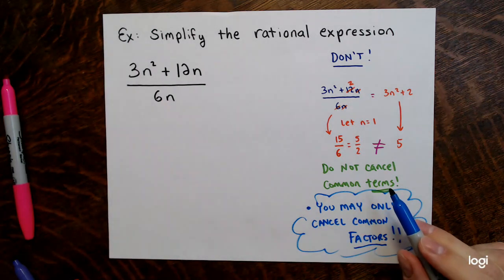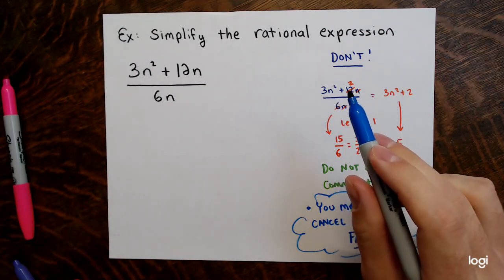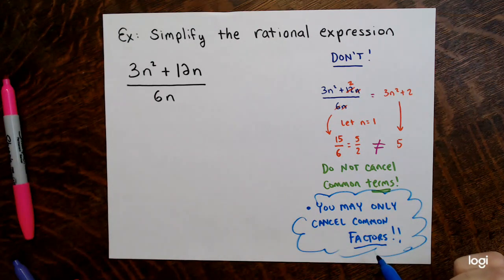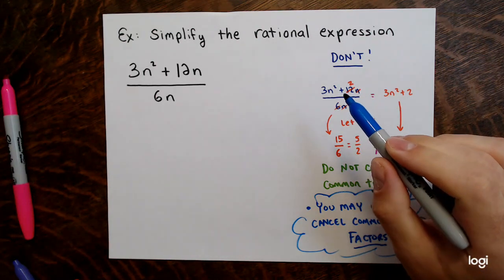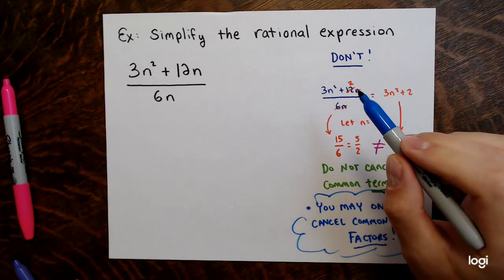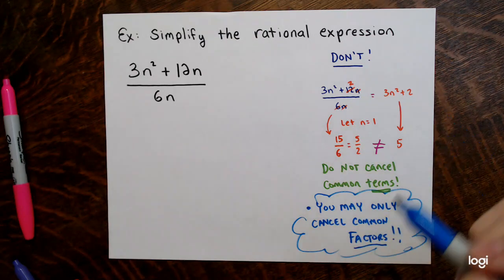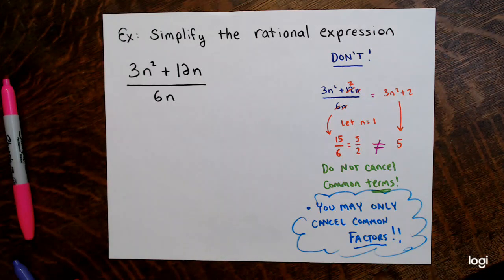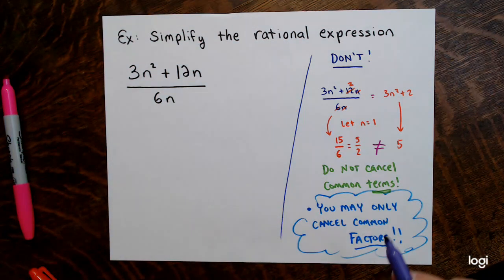Terms are parts of a sum. There's a plus there, and they're separated by the plus sign. Do not cancel common terms. Only cancel common factors. If it's part of a multiplication, if this were 3n squared times 12n, then I could do this and have 3n squared times 2. But the plus there makes it incorrect to do that. Alright, so back to my problem. And you've got this: don't cancel common terms, only cancel common factors.